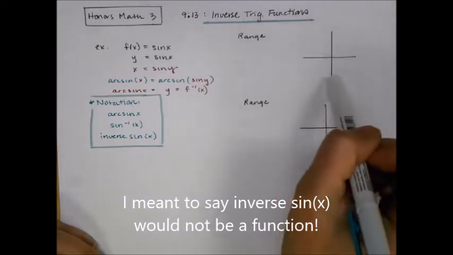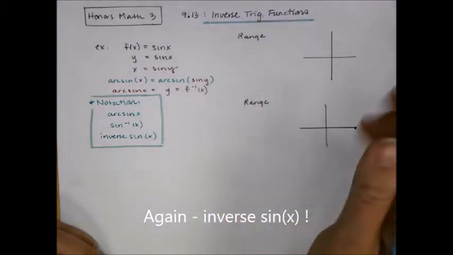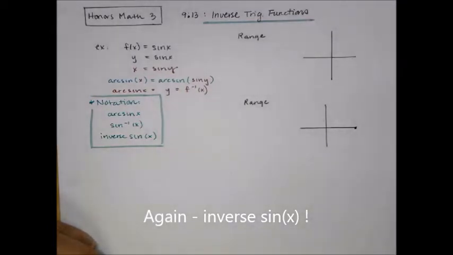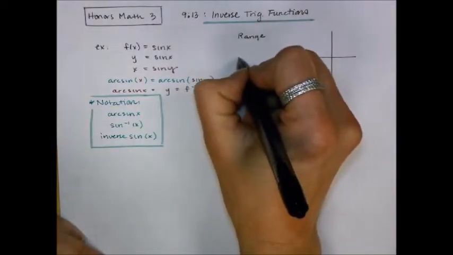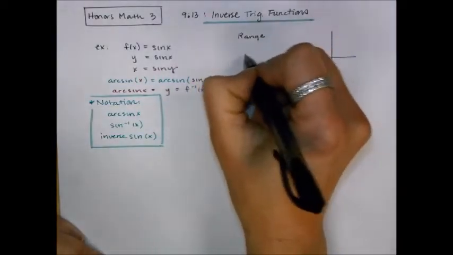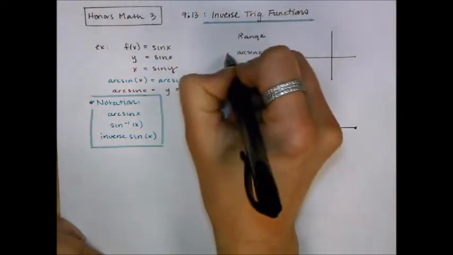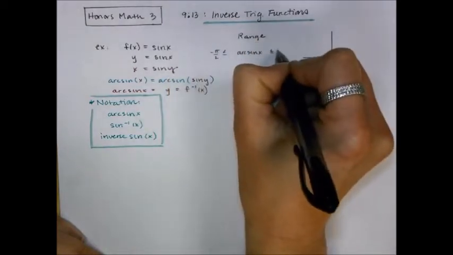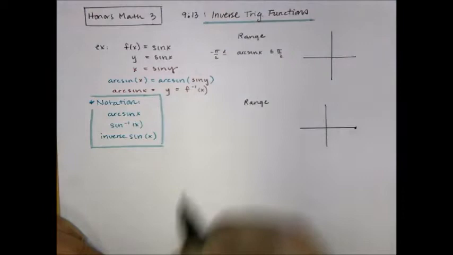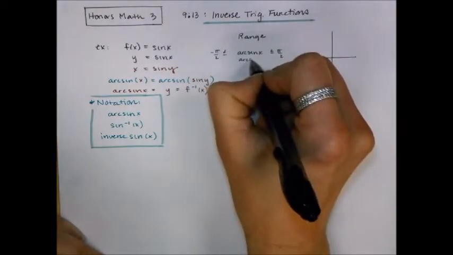And so in order for sine to be a function, the range of values is -pi/2 to pi/2. So we'll have arc sine x has a range from -pi/2 to +pi/2. And so does its reciprocal, arc cosecant.